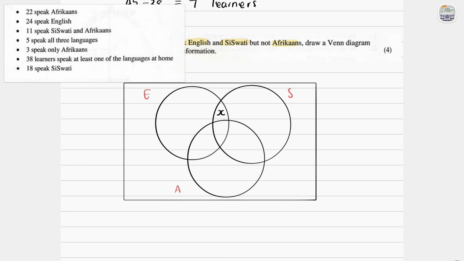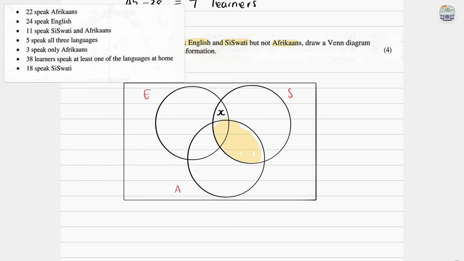So with Venn diagrams, you always start with the intersections. So let's look at where they speak about things happening together. Here we have 11 learners speak Siswati and Afrikaans. So we're going to go to Siswati and Afrikaans, and that's over here. You see, it's this entire shaded section. That would be everybody who speaks Afrikaans and Siswati.